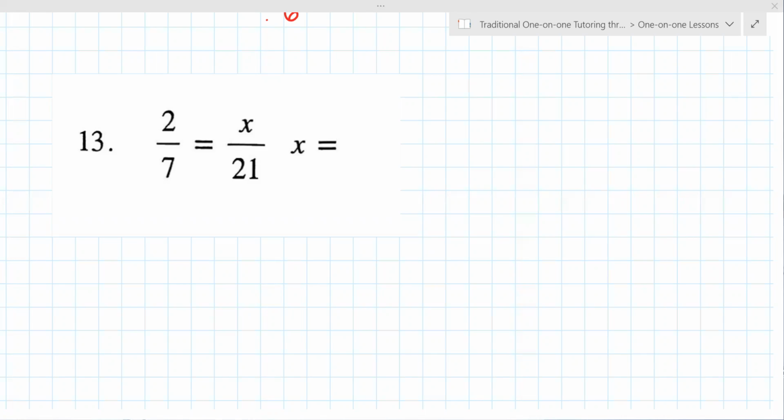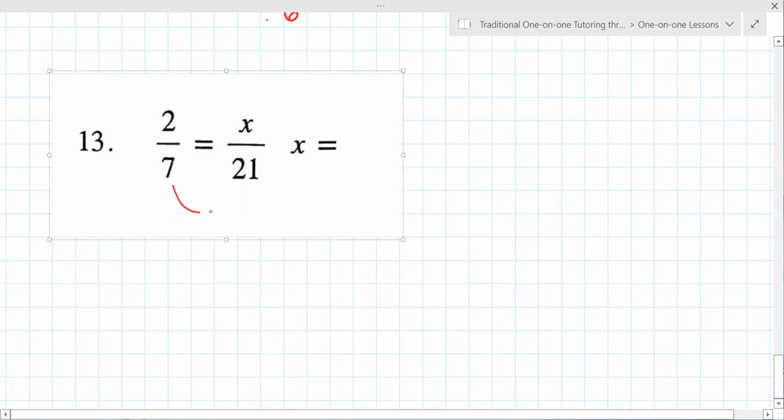Would it be 6? So yes, the answer is 6. To go from 7 to 21, you multiplied by 3. So you do the same thing here. Yes, the answer is 6. Good. I did the other way.